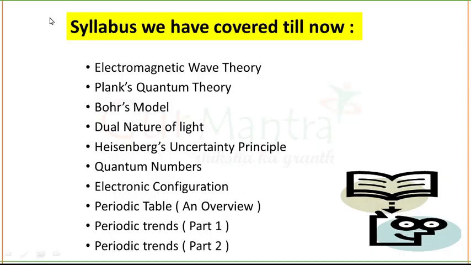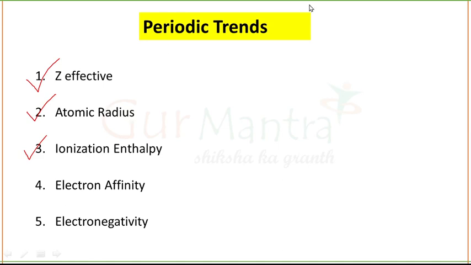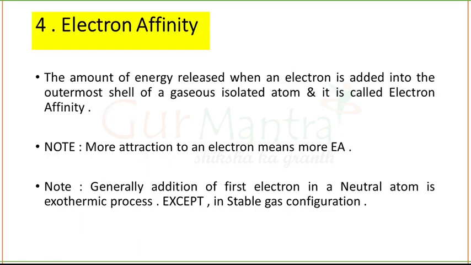The syllabus that we have covered till now are these topics. Here I would suggest, if you have not read about all these topics, please go first and read about all the topics. Next, we have our periodic trends. We have completed Z effective, atomic radius, ionization enthalpy, and in this particular lecture we are going to study about electron affinity and electronegativity. So without any further delay, let's get started with electron affinity.